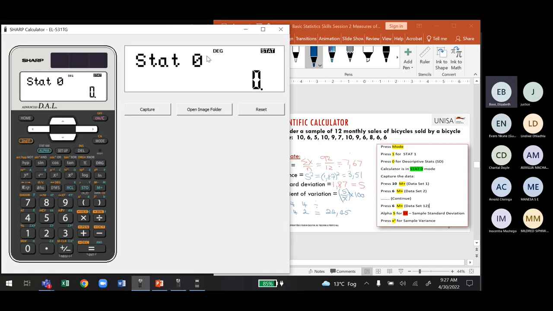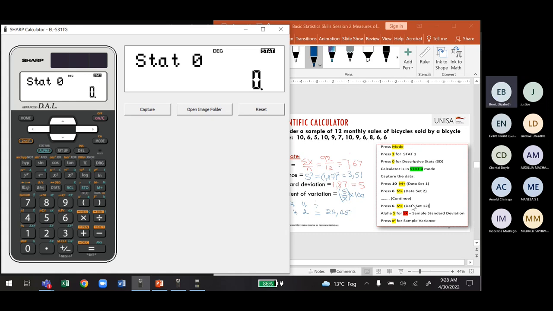Now, with your calculator, you will not have the table, but every time you put in a value, it will say data set 1, like the one on the financial calculator. You would have followed the same steps. You press the mode button, you press 1 for stat, you press 0 for descriptive statistics, which is the SD, and your calculator will say stat 0. So depending on whether it's the financial calculator or the normal Sharp calculator, you will have stat 0 in front of you.